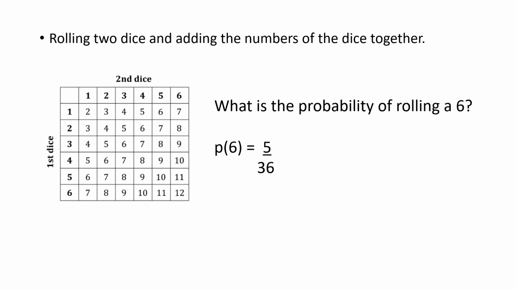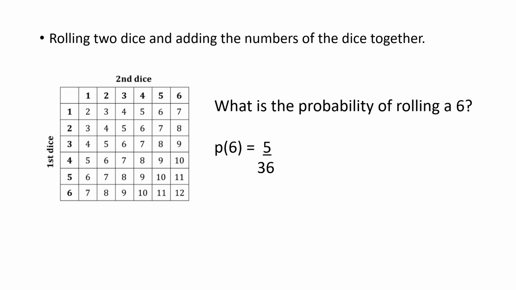So we go back to our example. If I'm looking at what's the probability of rolling a 6, then the P of getting a 6 is going to be the number of times I could get a 6. Well, I could get a 1 and a 5, I could get a 2 and a 4, I could get a 3 and a 3, I could get a 4 and a 2, and I could get a 5 and a 1. There are 5 ways of getting a 6 in this sample space diagram.